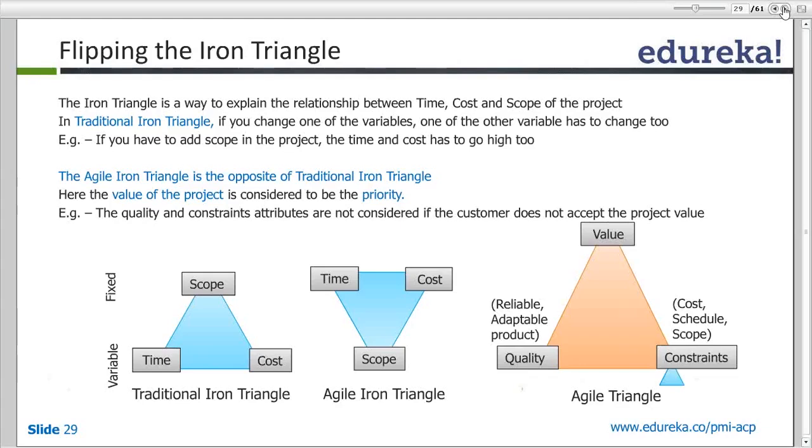Yes, my cost and schedule are constraints, but we work on prioritizing the requirements, and we are adding value to the customer by delivering the right product. We are delivering the verified and validated product to the customer. My constraints could be cost and scope, but when the customer is involved throughout the life cycle of the project, he would obviously appreciate why the cost would increase. Okay, so this is called flipping of the triangle.